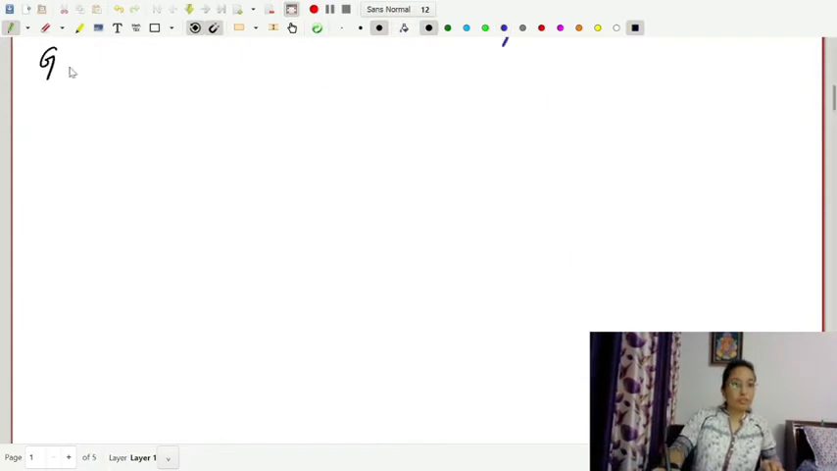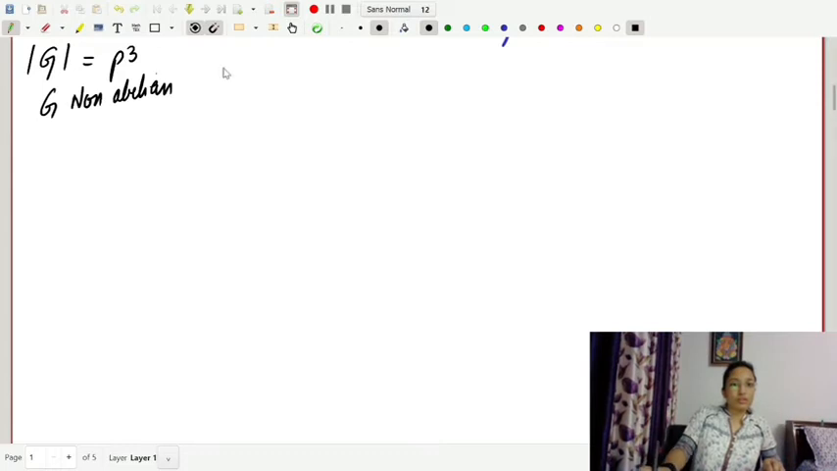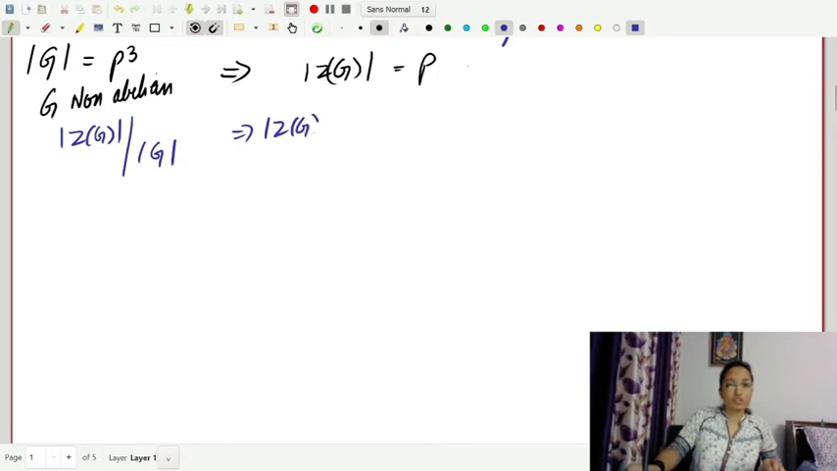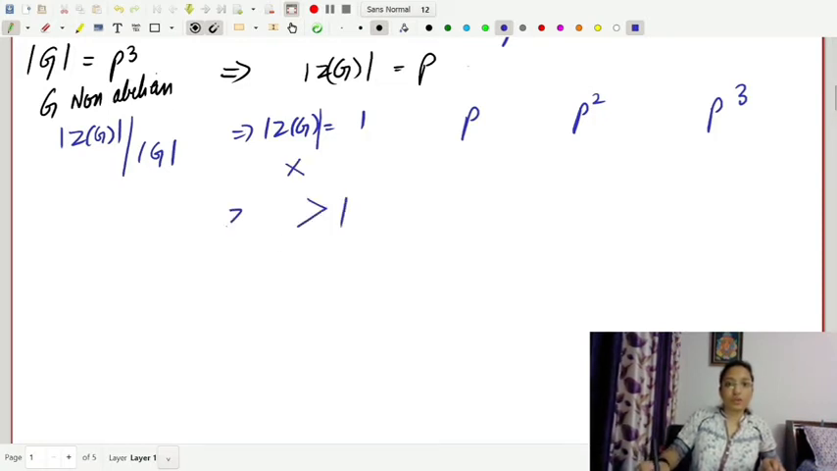Let G be a group of order PQ where G is non-abelian, then the order of the center of G is P. Proof: the order of the center of G divides the order of G. Therefore, the center of G has choices 1, P, P square or PQ. If its order is 1, it cannot be because it is a P group. Therefore, the order of the center of G is greater than 1.